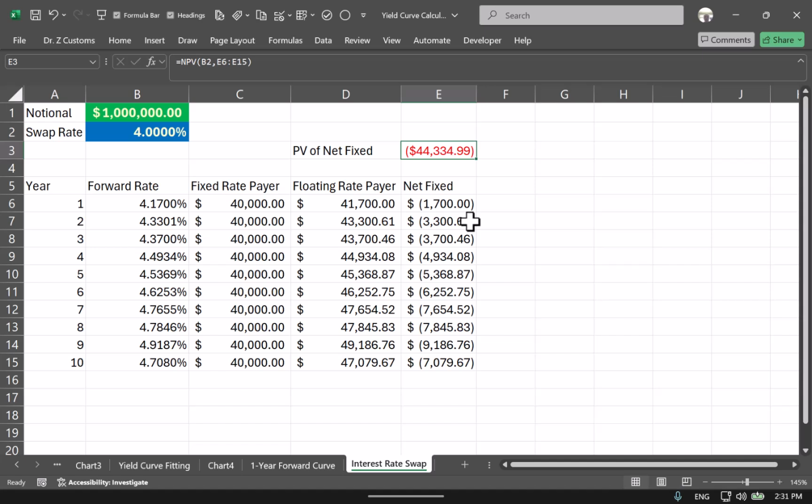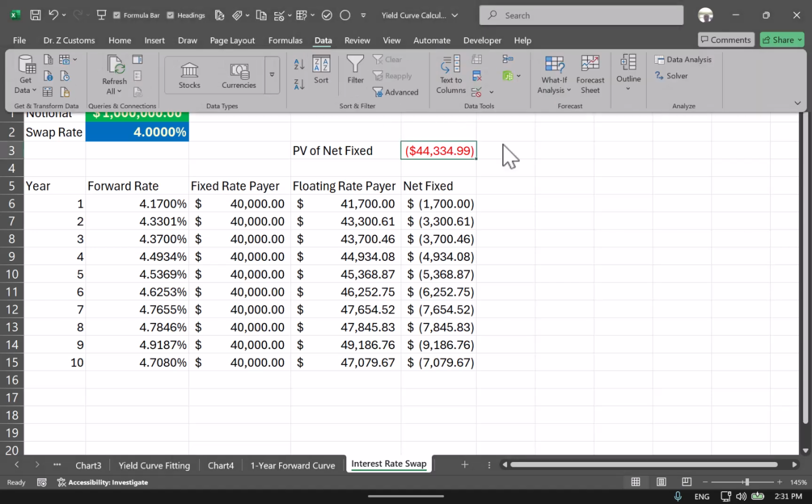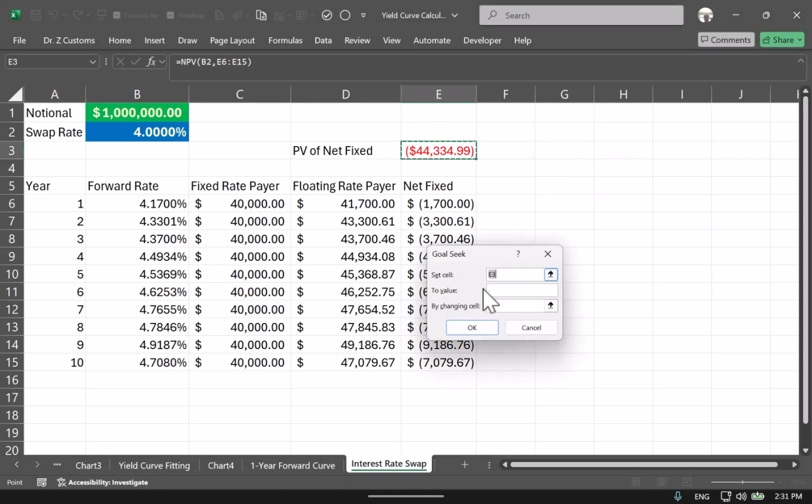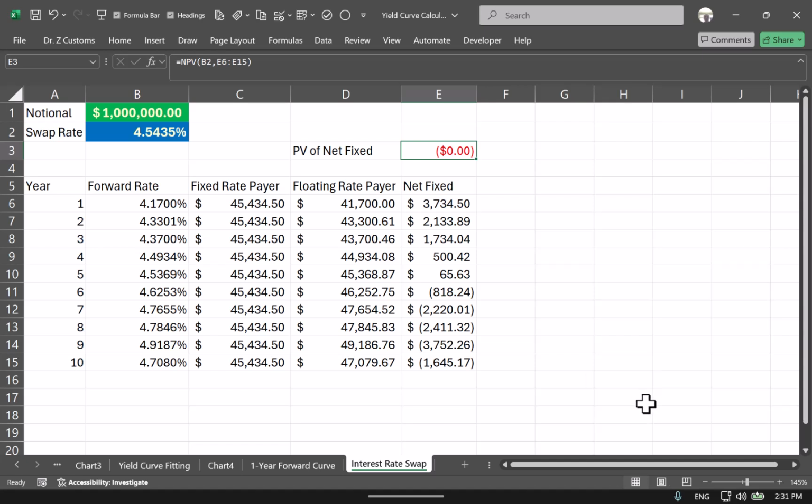What we need to do is, assuming I haven't made a mistake, data, what if analysis, goal seek, make that PV of net fixed 0 by changing the swap rate. Turns out the proper rate to do is 454 and something. So every year the fixed rate payer is going to pay 45,434.50, but will receive a floating amount.